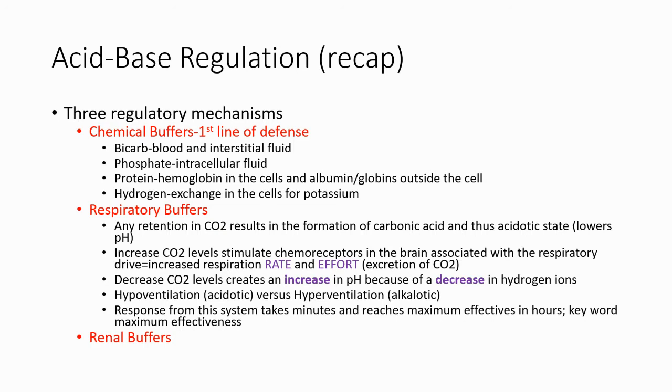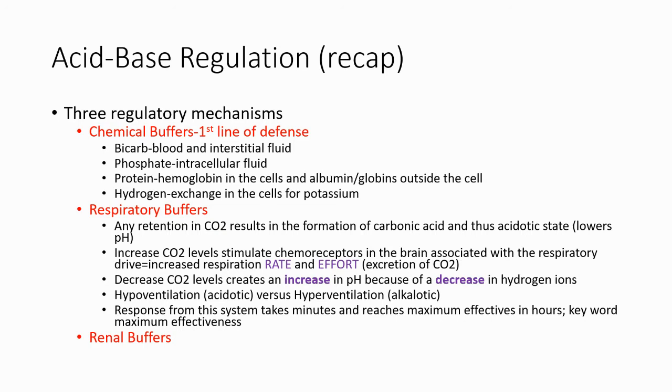So let's recap. Because normal metabolic processes produce acids, the body must neutralize and excrete them to maintain a normal balance between acids and bases. The body has 3 mechanisms by which it regulates the acid-base balance to maintain the arterial pH between 7.35 and 7.45. These mechanisms are the buffer system, respiratory system, and renal. Do you remember which one takes the longest?